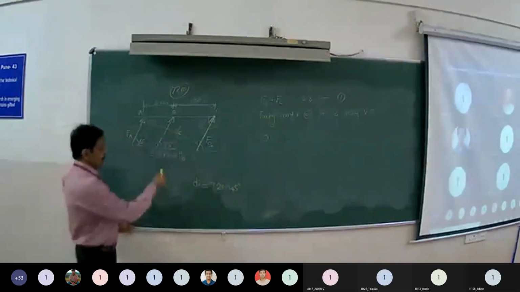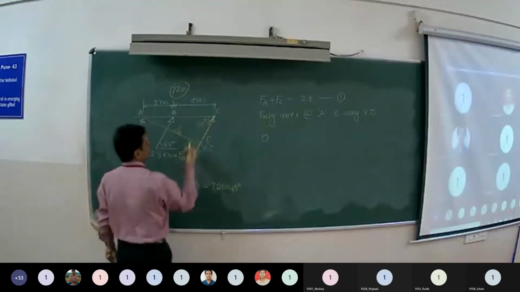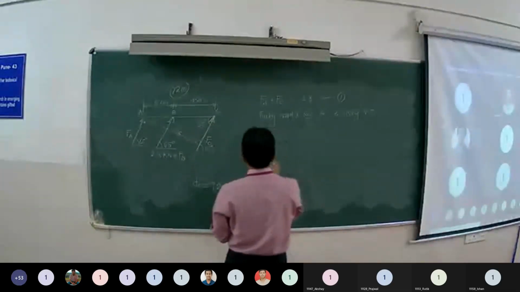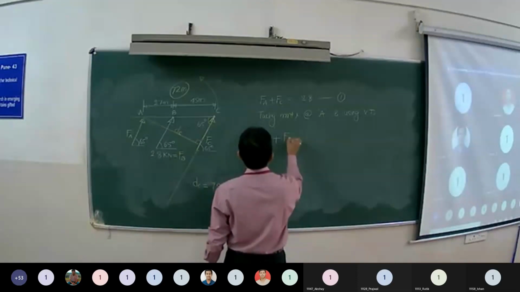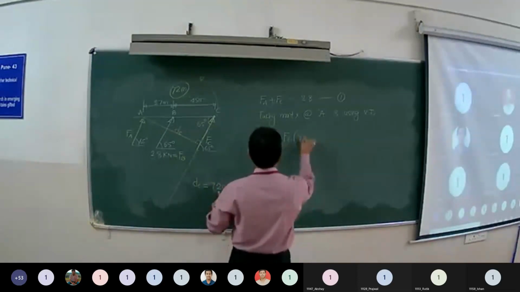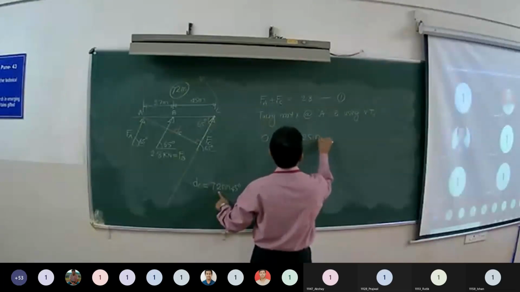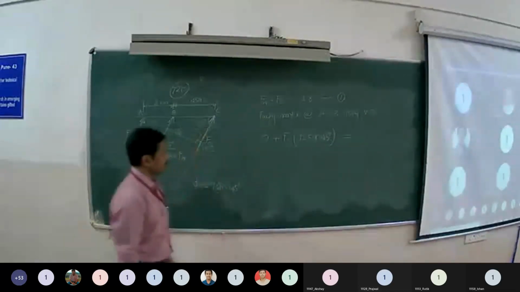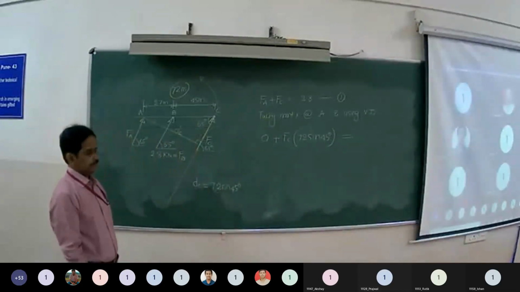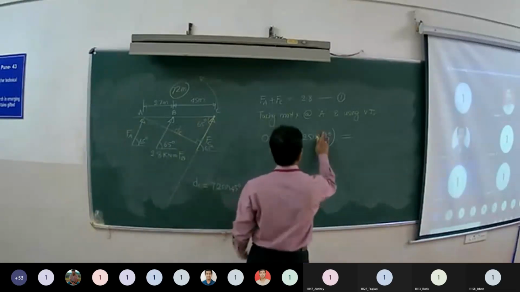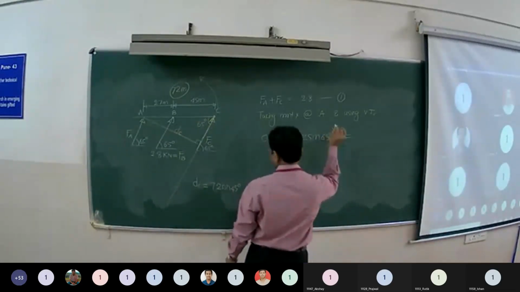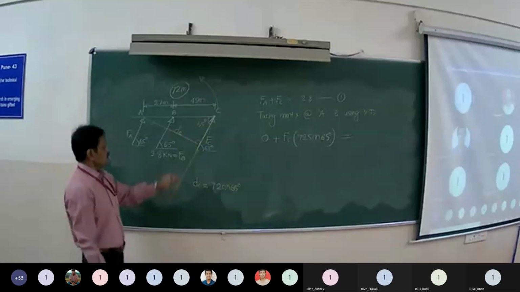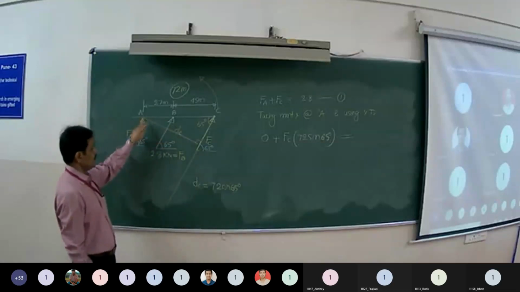Is it clear? Now what is the moment of FC about A? What is the sense? It is creating anti-clockwise sense. So it is plus FC into perpendicular distance DC, that is 72 sine 45. Sorry, Sir, it should be 65 degrees. 65, sorry, 65, right, which is equal to moment of 2.8 about point A.